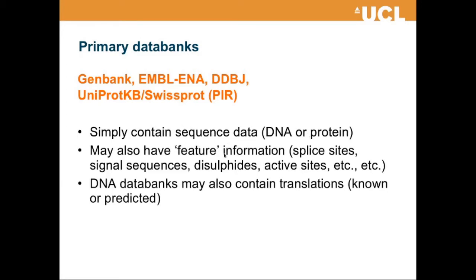Now, these resources, as I said, they contain basic sequence data of DNA or protein. They may also have feature information, things in DNA like splice sites, signal sequences in protein, location of disulfides, active sites, and so on. The DNA databanks, as I mentioned, may also contain translations to protein, and those could be known translations or predicted.